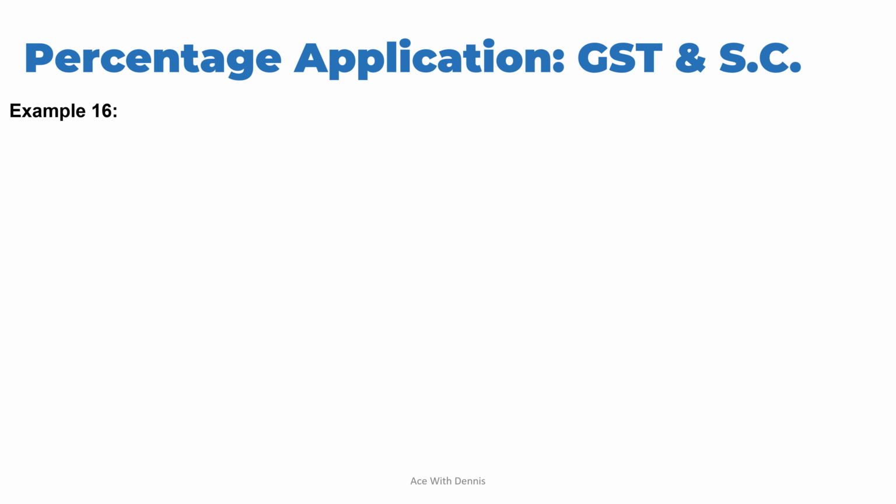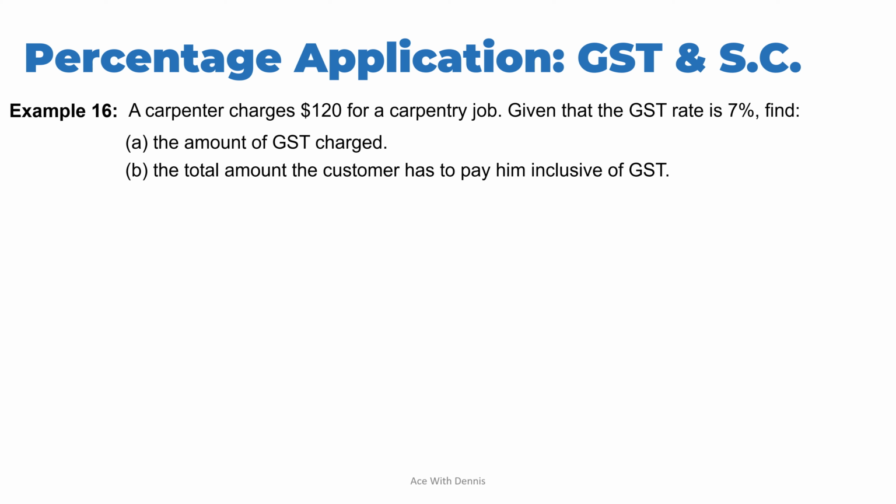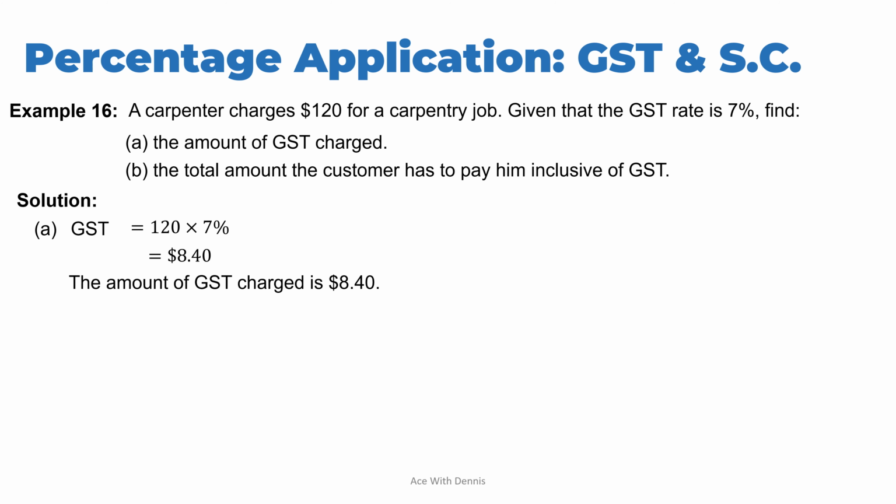Example 16. A carpenter charges $120 for a carpentry job, given that the GST rate is 7%. Find A, the amount of GST charged, and B, the total amount the customer has to pay him, inclusive of GST. Here is the solution. For A, the GST charge is $120 times 7%, which is $8.40. So the amount of GST charge is $8.40.